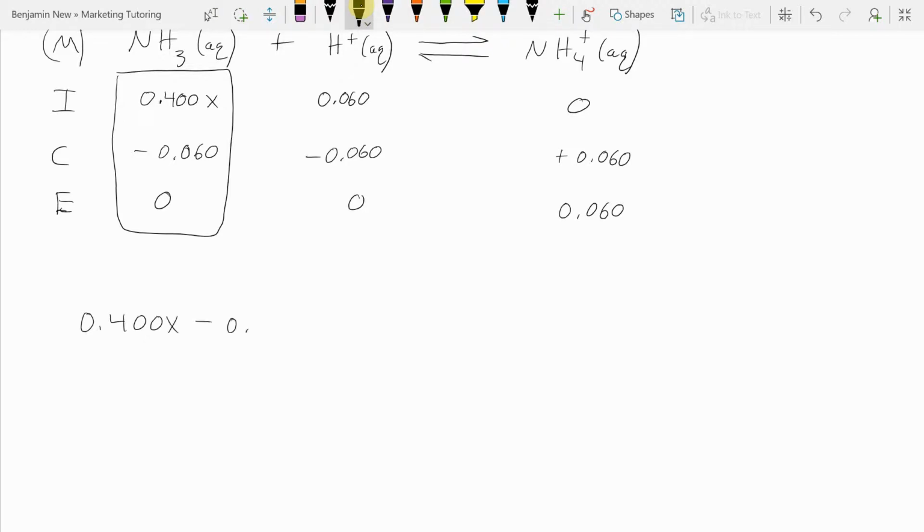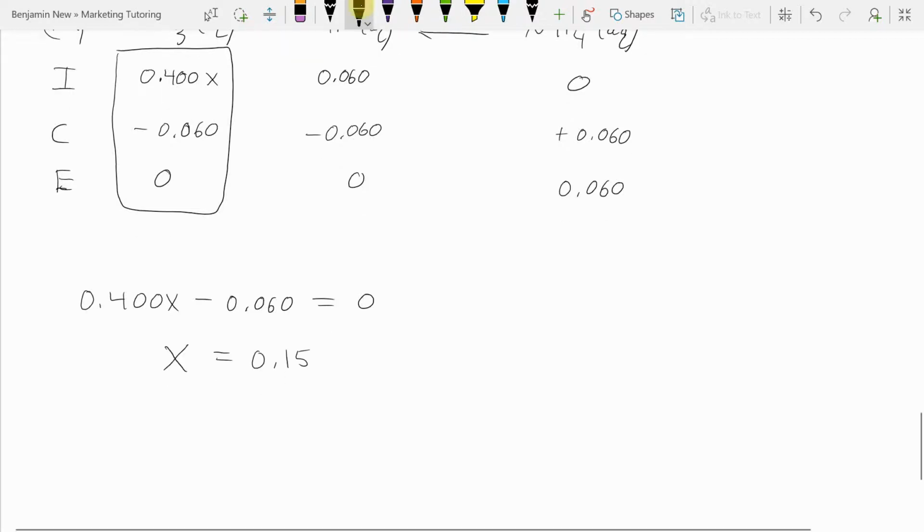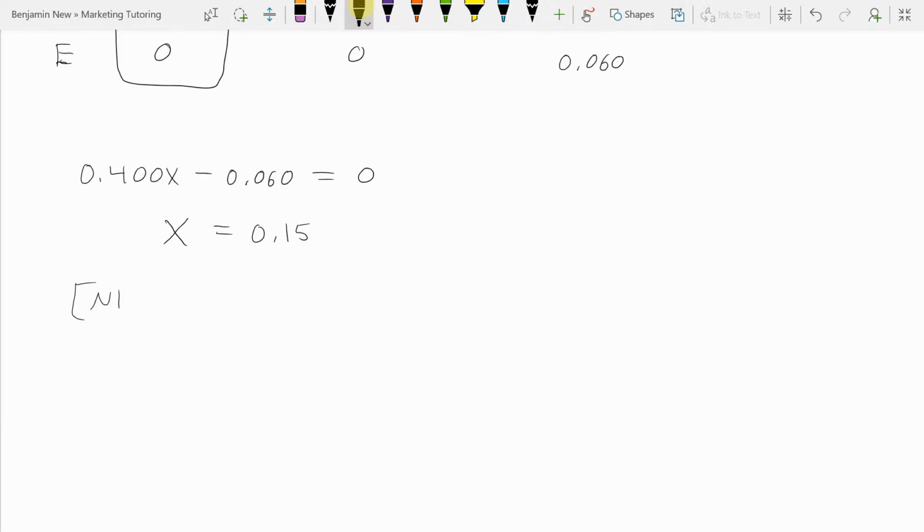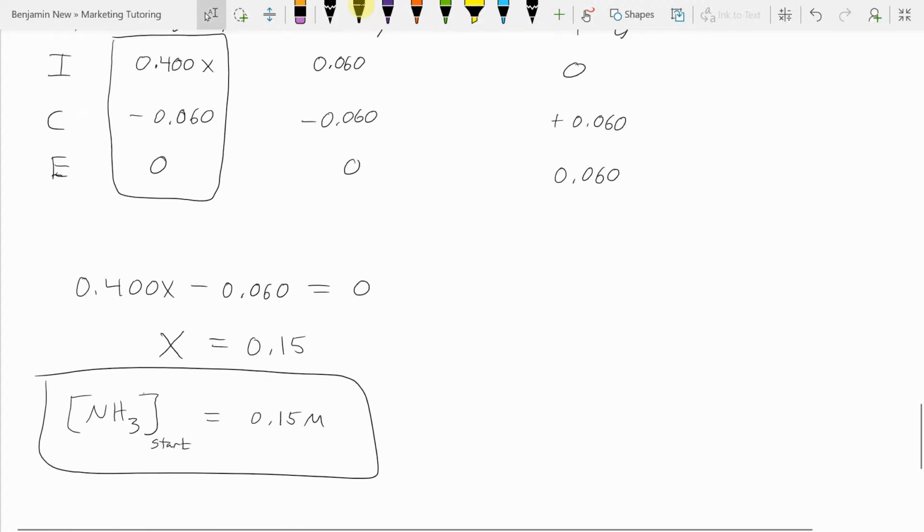0.400x minus 0.060 is equal to 0. So we can just solve for x that way. And we have 0.06 divided by 0.4, and that's 0.15. So x is 0.15, and the starting ammonia concentration of the analyte solution is 0.15 molar, and that's the answer to the first part.